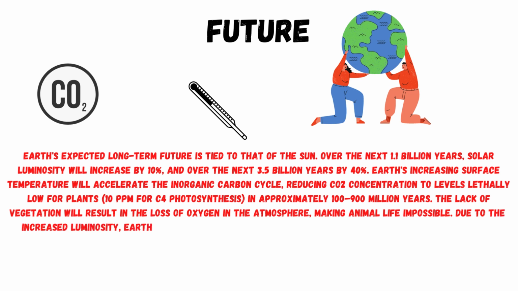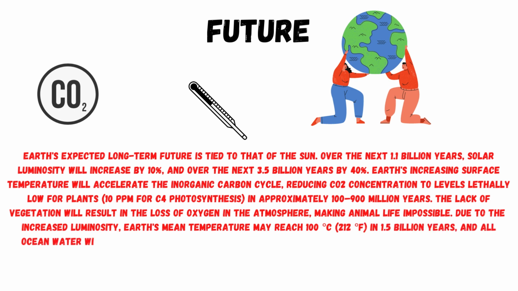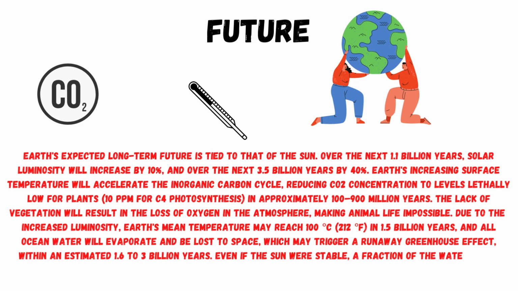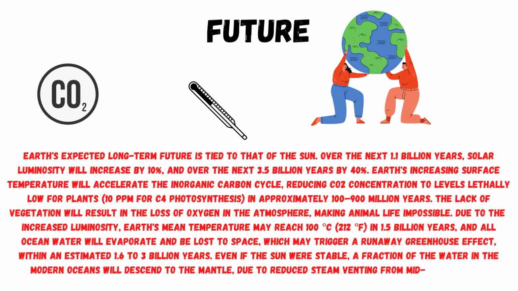Due to the increased luminosity, Earth's mean temperature may reach 100 degrees Celsius, 212 degrees Fahrenheit, in 1.5 billion years, and all ocean water will evaporate and be lost to space, which may trigger a runaway greenhouse effect, within an estimated 1.6 to 3 billion years. Even if the Sun were stable, a fraction of the water in the modern oceans will descend to the mantle, due to reduced steam venting from mid-ocean ridges.